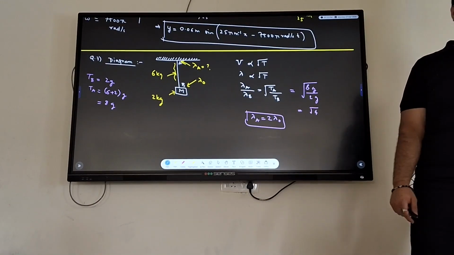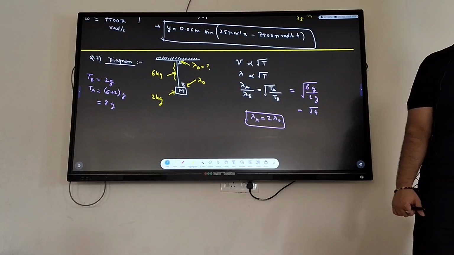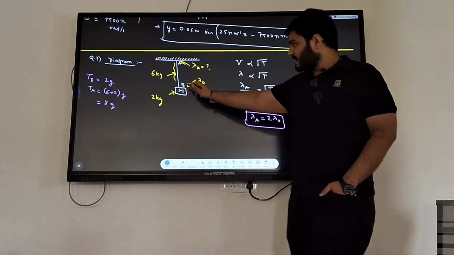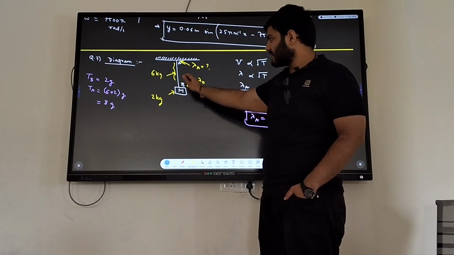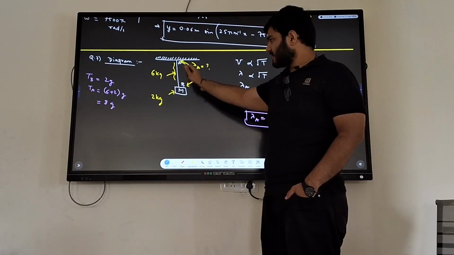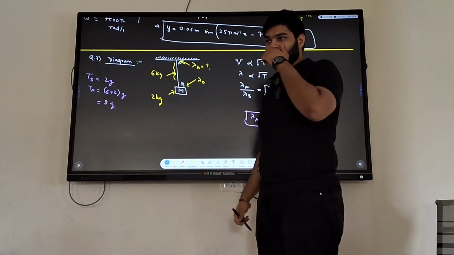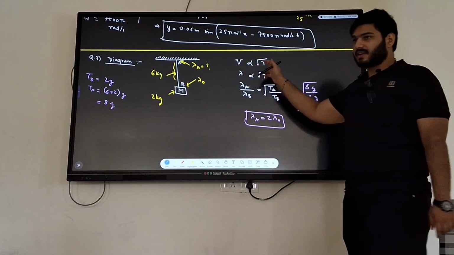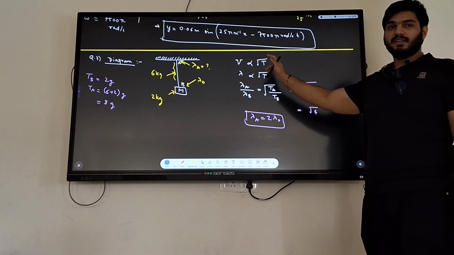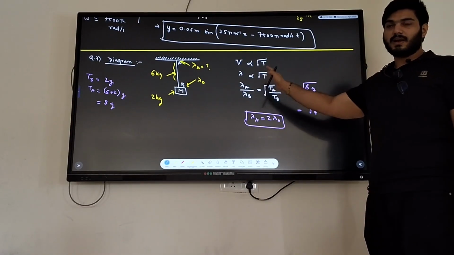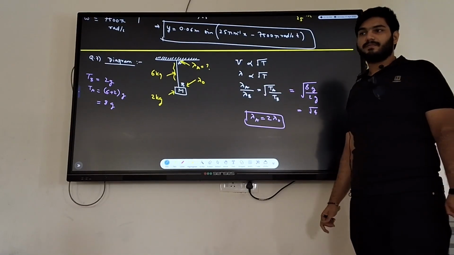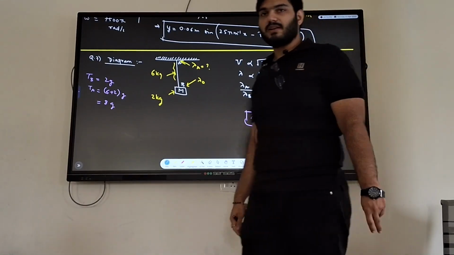Did you understand the question? A wave was struck, so the wave is traveling from here to here. What is the wavelength here? It's given here and then they are asking there. So you have to use this relationship. V is proportional to root T and lambda is also proportional to root T. That proportionality will help.